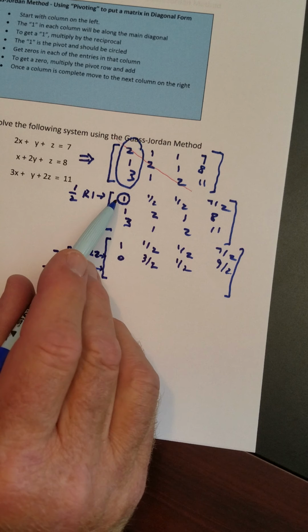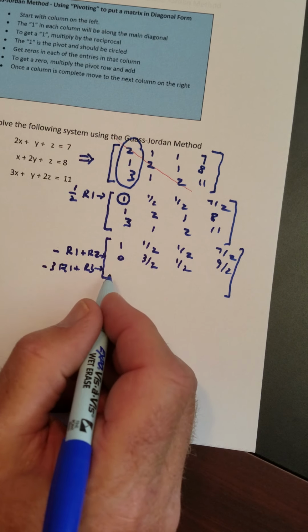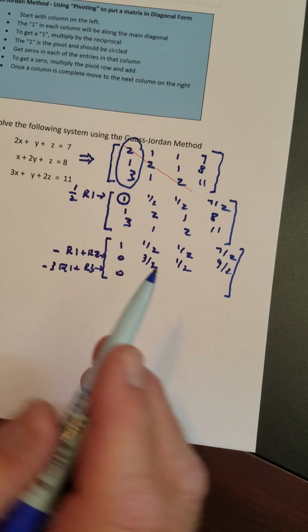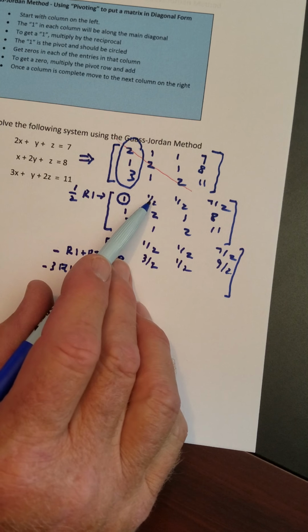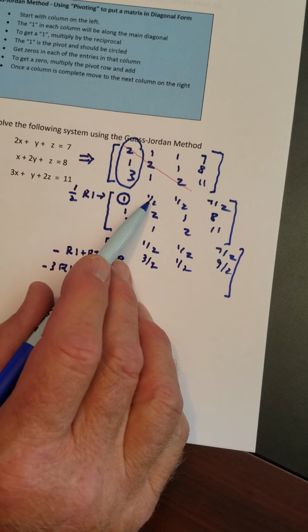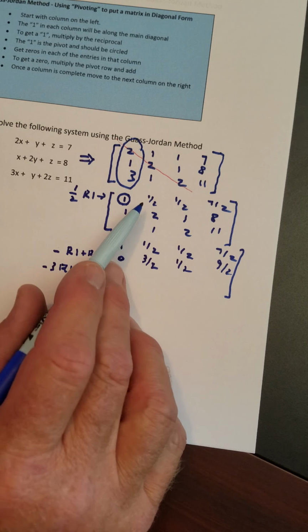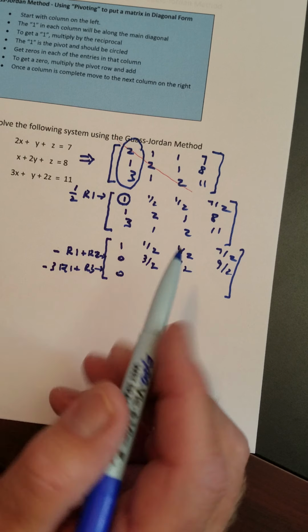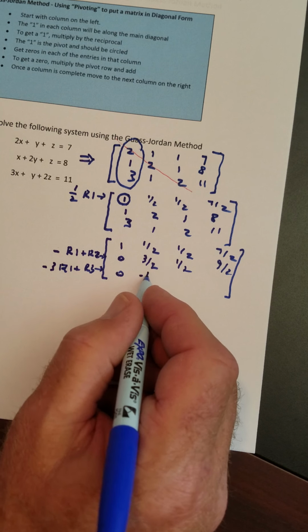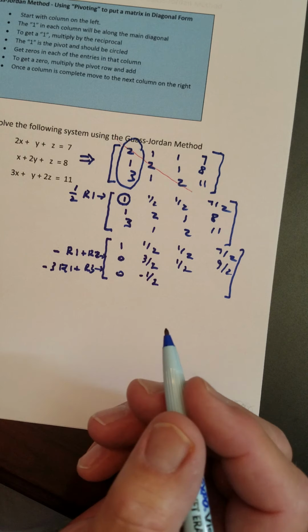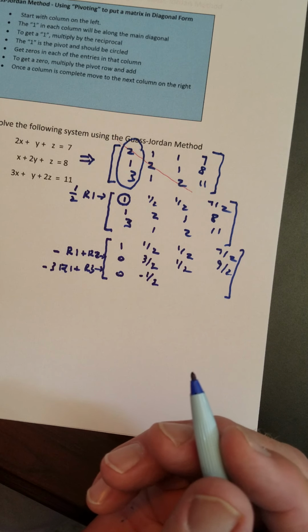So negative 3 times 1 is negative 3, plus positive 3. There's my 0. Negative 3 times 1 half, that's negative 3 halves, plus that's 2 halves. So negative 3 plus 2 is going to be negative 1. That's negative 1 half. If you're having trouble with the fractions, you can play this back and do it over again.